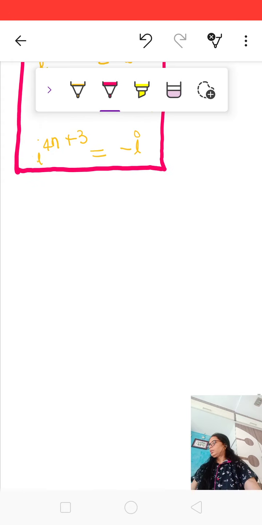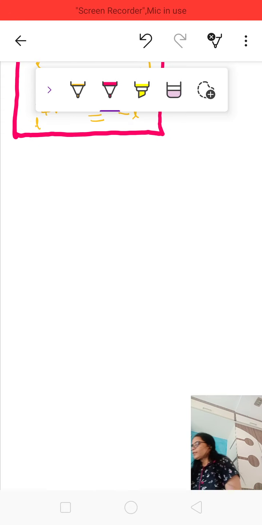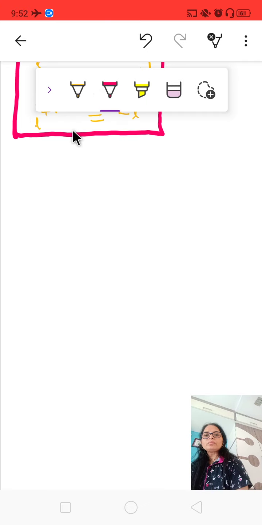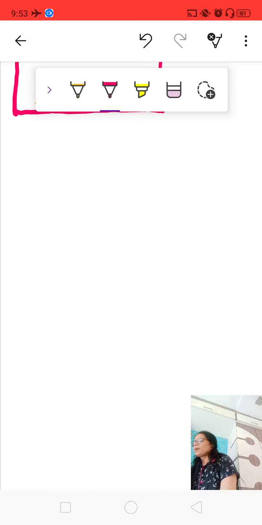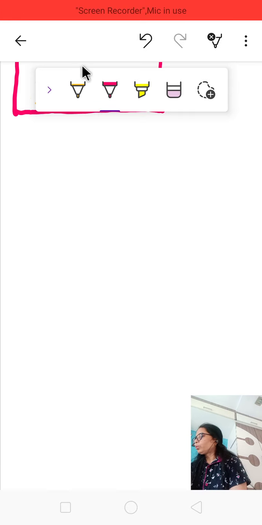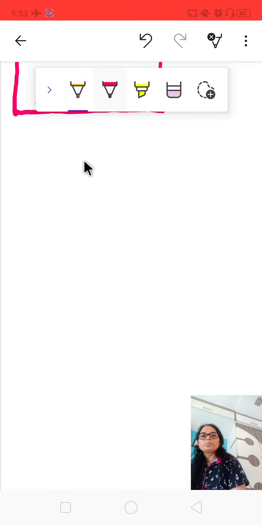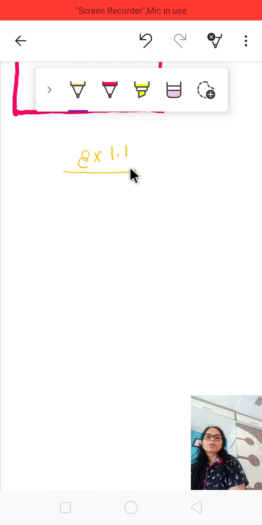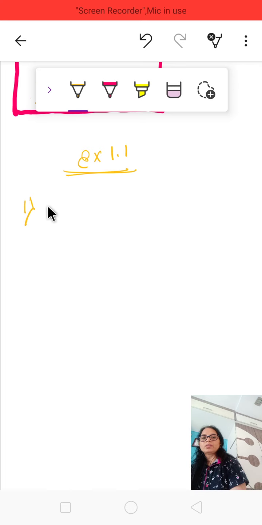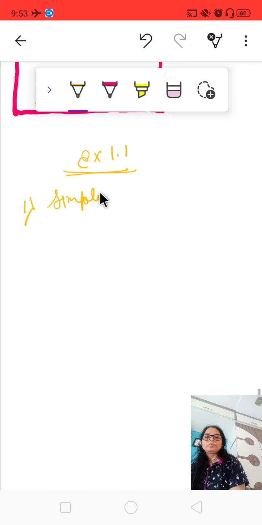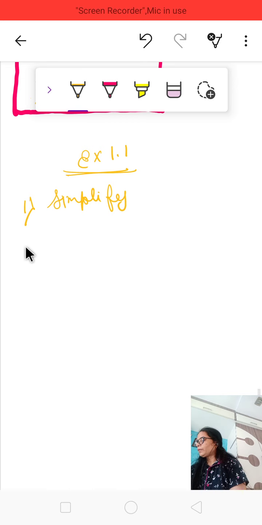So let us come directly to your exercise. Maharashtra Board class 11th part 2, complex number chapter. So your first exercise is exercise 1.1. Now question number 1, simplify. What they are asking you, simplify. Number 1, very simple, let's do it quickly.